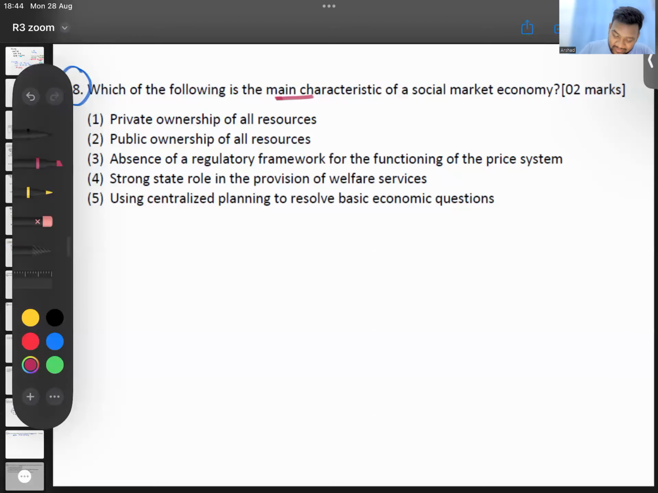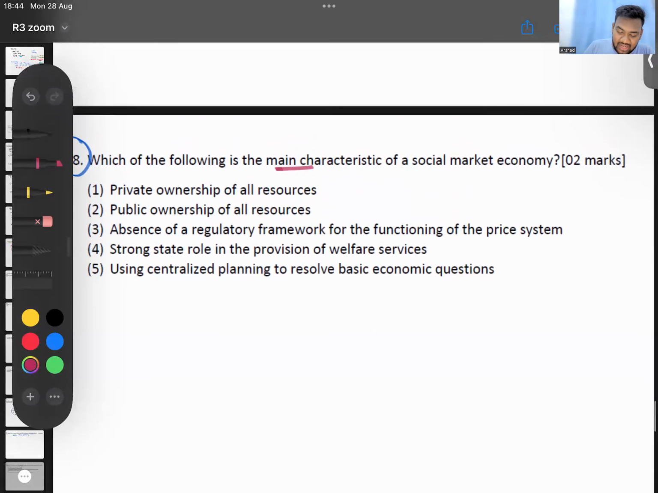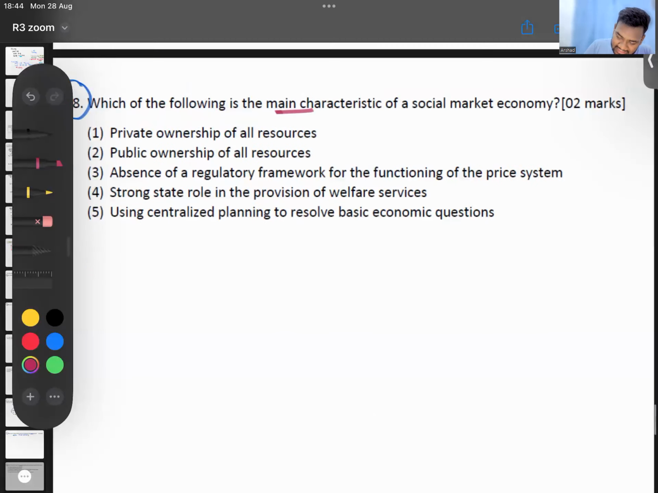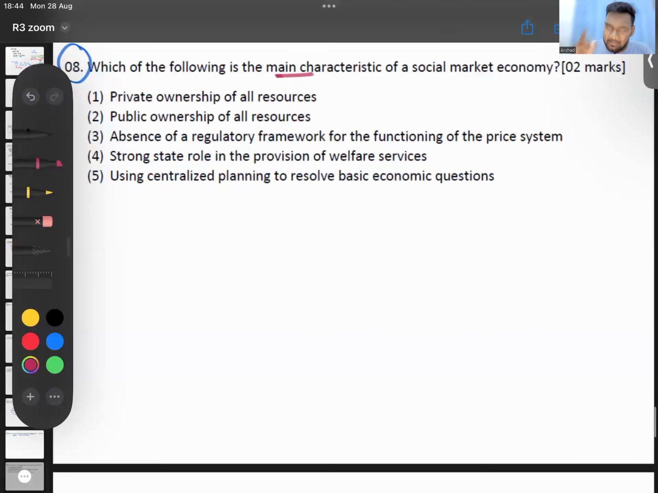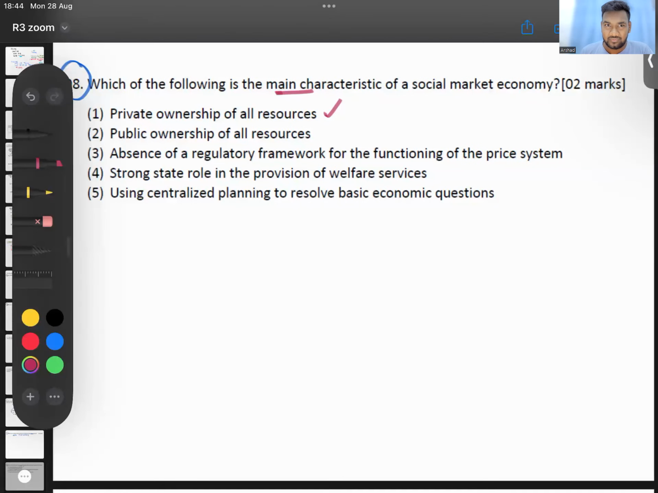Now, the first one is a characteristic. Private ownership of resources is a characteristic. But is it the main characteristic? Is that what we call a social market economy? No. That's why I say main characteristic. So, private ownership of resources is a characteristic of this, I also agree with you, but that's not the main one. So, what is the main characteristic?